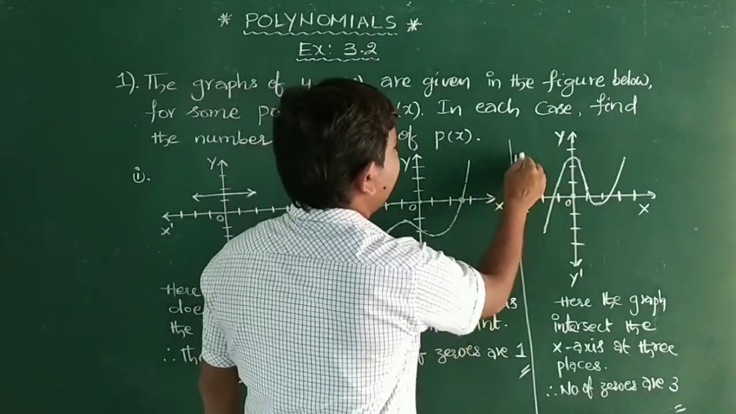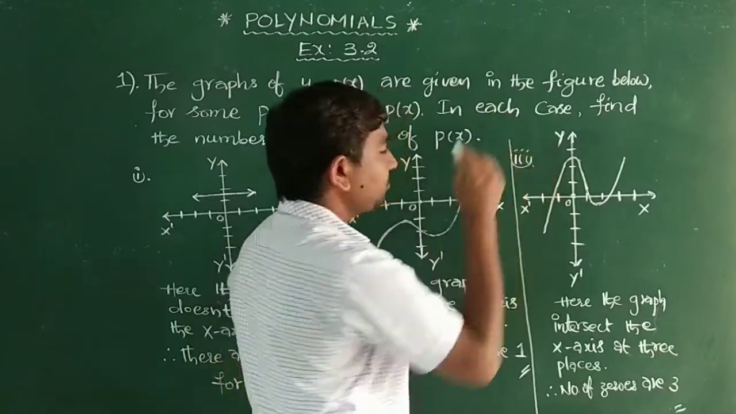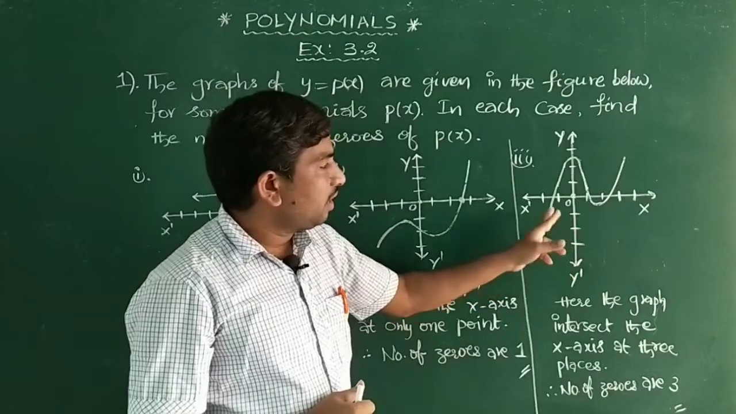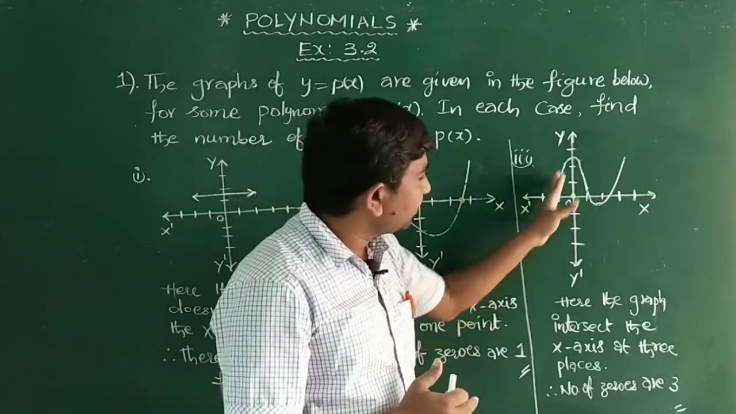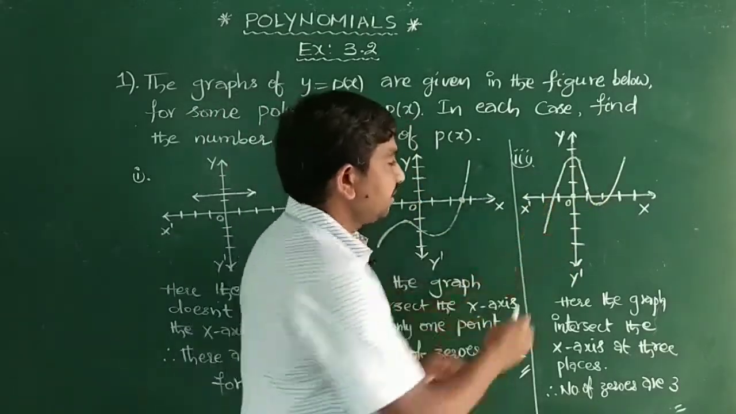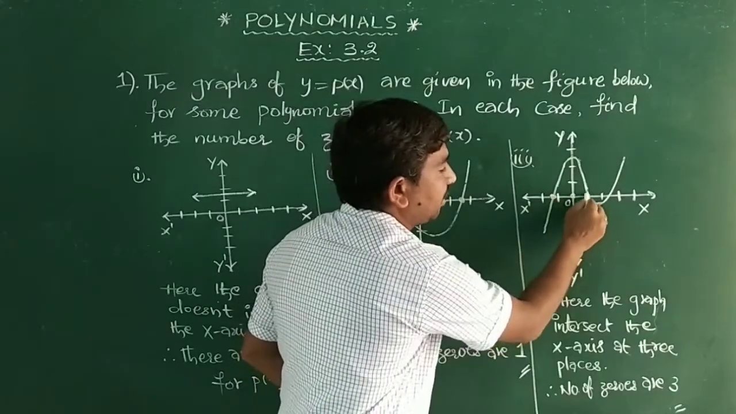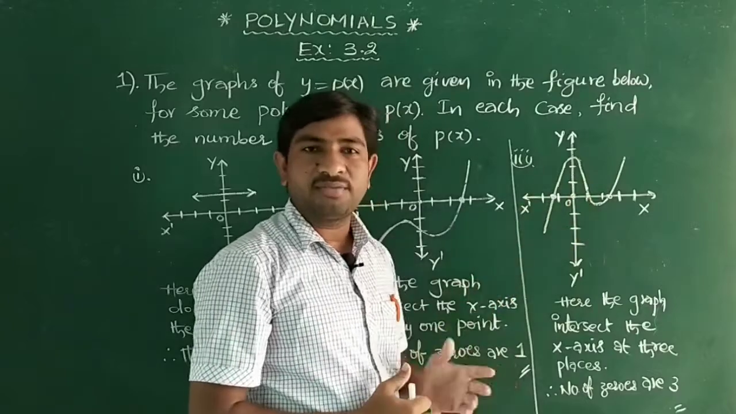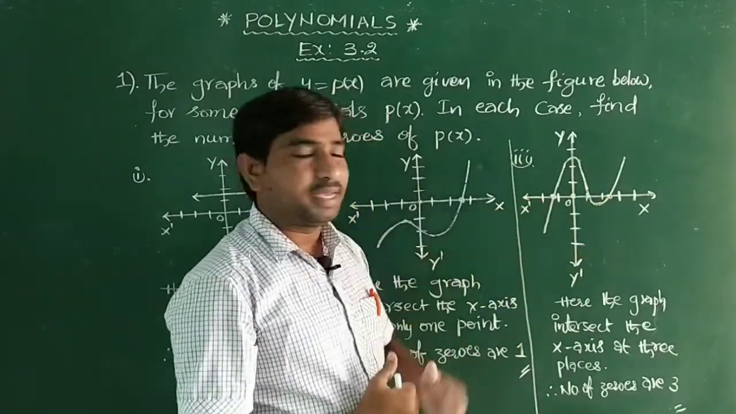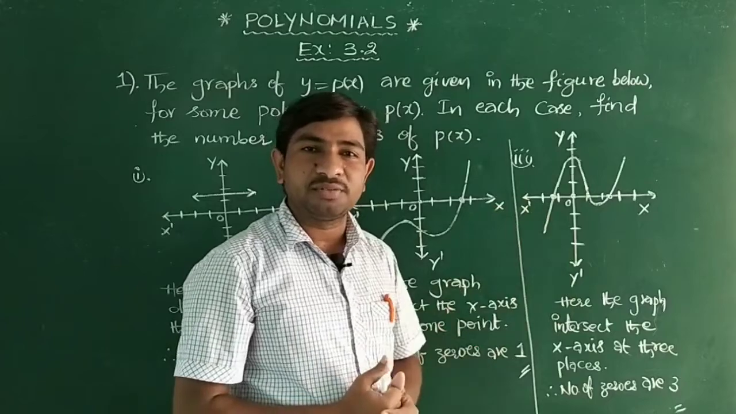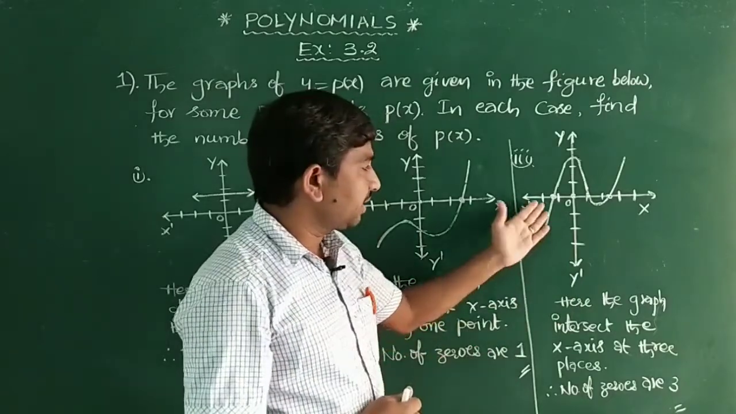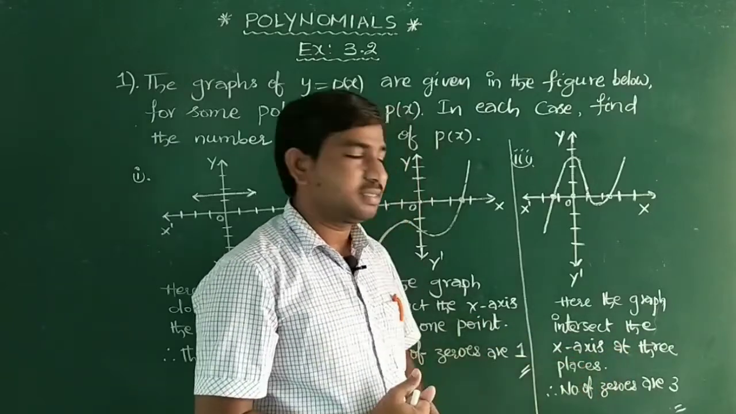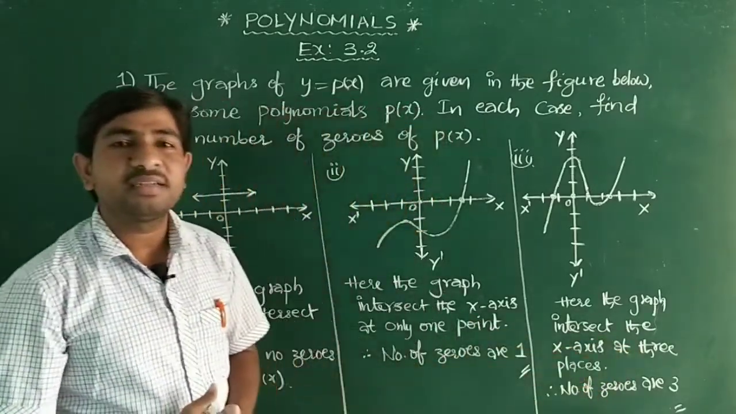This is the third question. Now the third one: by observing the given graph, the curve intersects the x axis at 3 places. Here, this is one of the places, and this is one, and this is one. So the given curve intersects the x axis at 3 places. Therefore how many zeros will we get? 3 zeros. The graph intersects the x axis at 3 places, therefore the number of zeros is 3.